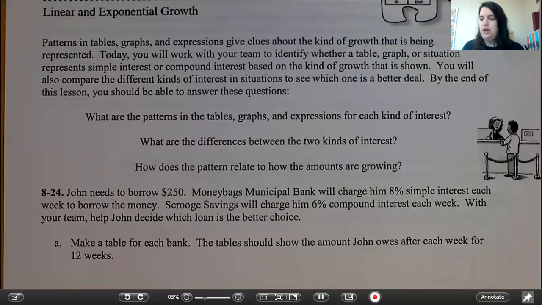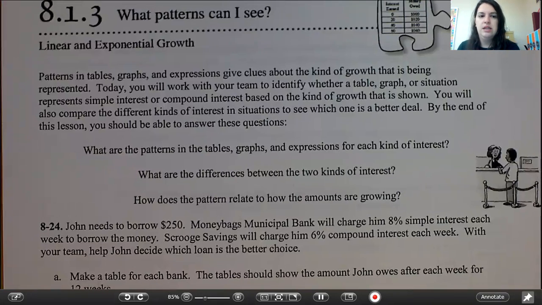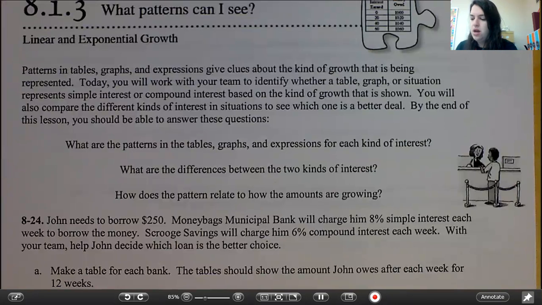Hi everyone, I'm here with your 8.1.3 lesson, What Patterns Can I See? Linear and Exponential Growth. Patterns in tables, graphs, and expressions give clues about the kind of growth that is being represented. Today you will work with your team to identify whether a table, graph, or situation represents simple interest or compound interest based on the kind of growth that is shown.